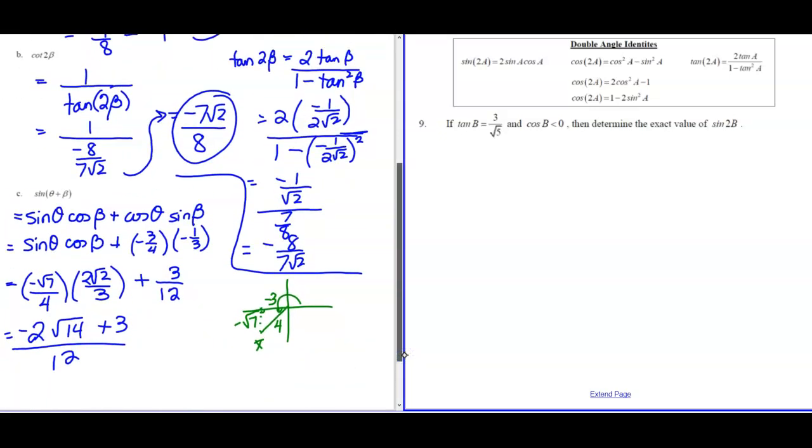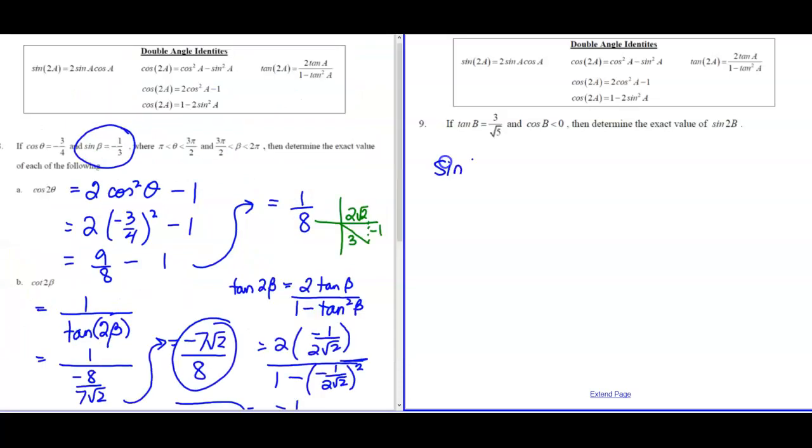Okay, last one. So this is question 9. It's separate from the last one. Different values given. So now it is tan of b equals 3 over root 5. Cos of b is negative. And then find the exact value of sine of 2b. B or not b? Okay. So sine of 2b equals 2 sine b cos.